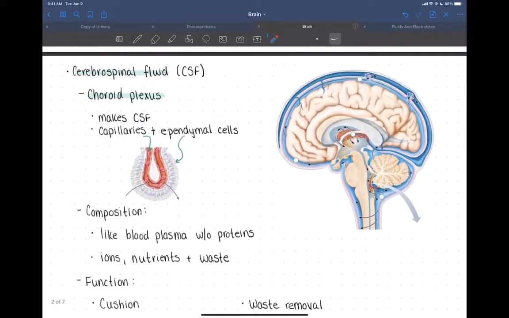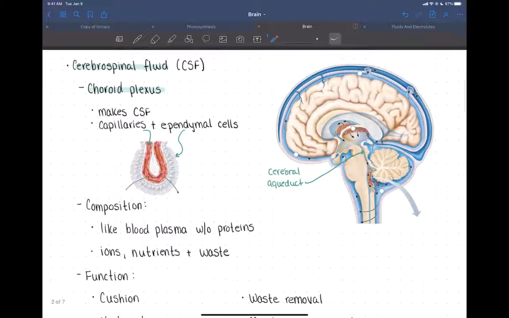So let's review the flow of CSF through the brain. If CSF started being made in the lateral ventricle here, it is going to travel from the lateral ventricle to the third ventricle here. From the third ventricle, it travels down through this cerebral aqueduct. The cerebral aqueduct connects the third ventricle with the fourth ventricle. That's the next stop for our CSF. So it goes through the cerebral aqueduct to the fourth ventricle.